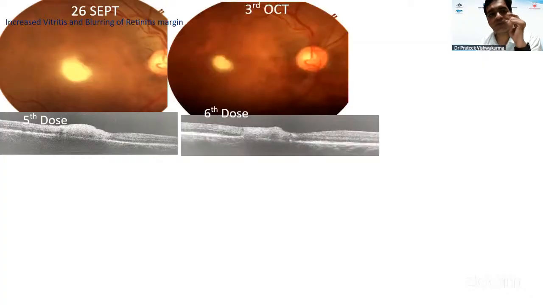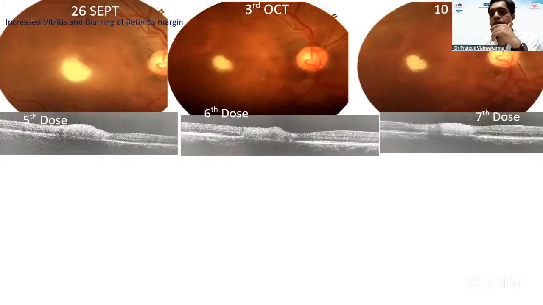After 1 week, the margins had again contracted. The lesion had started to regress. At this point, we thought of giving another dose, as a yellow lesion was still present. So we gave the 7th dose of clindamycin and dexamethasone.